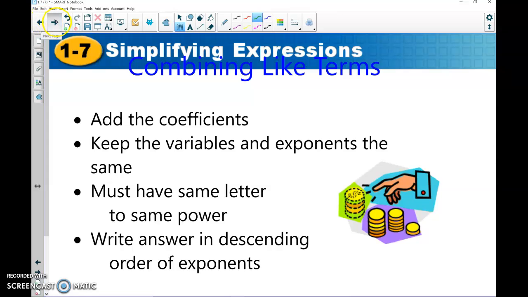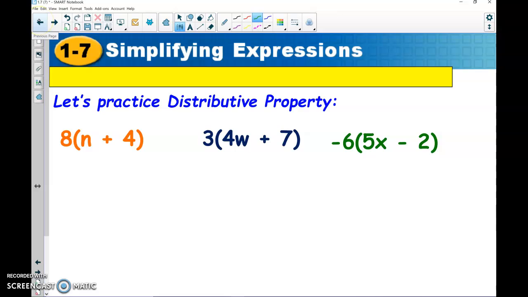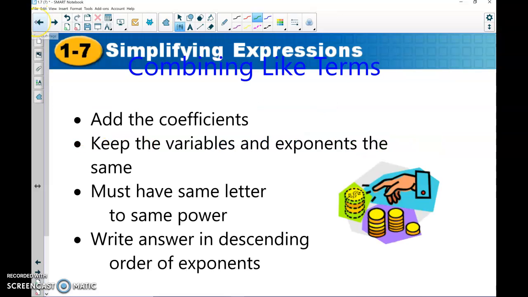And then this is the next lesson on combining like terms, which it looks like the video is getting a little long right now. So I'm going to cut it short here and then make a new video for combining like terms.